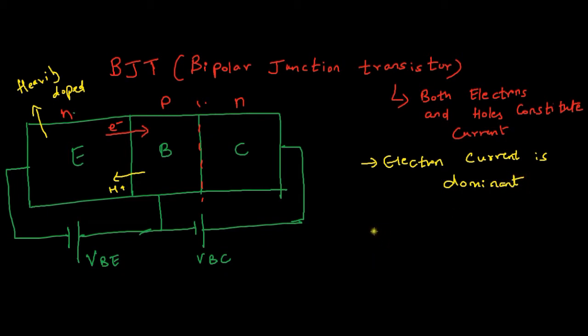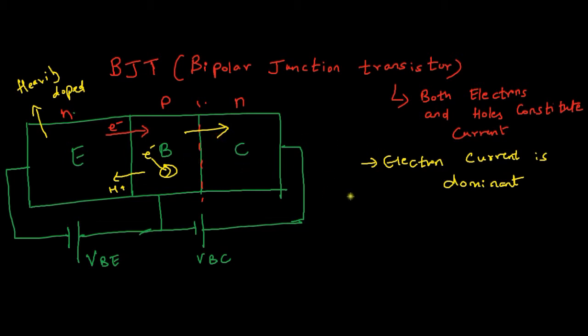Since the base width is very small, very few of the injected electrons are lost in recombination in the base region. As you can see, this is full of holes. Once electrons reach the base from the emitter, some will recombine with holes. There is a gap here, so these electrons go and sit here. That is nothing but recombination. Since the base width is very small, very few electrons will recombine. The rest will cross this junction and reach the collector.